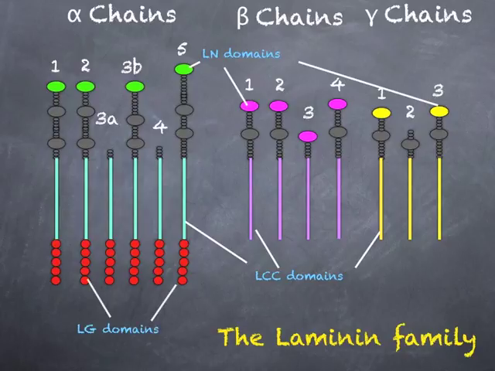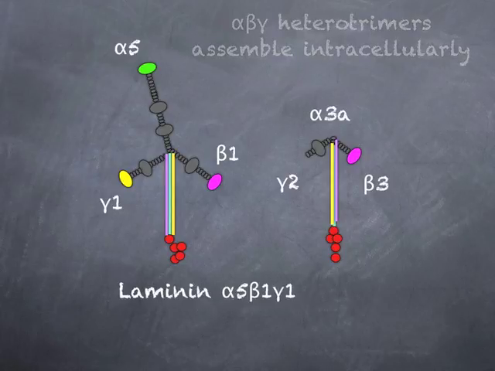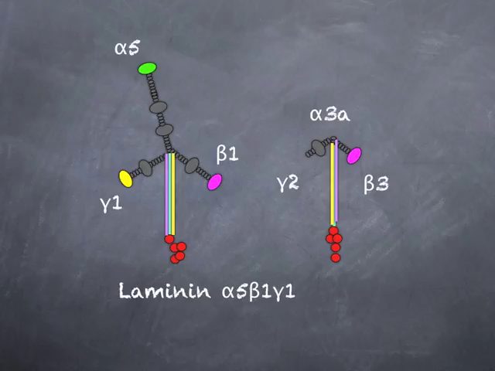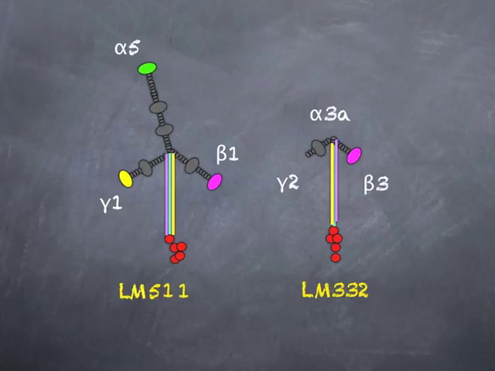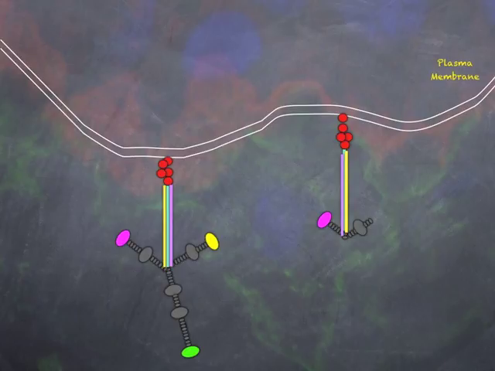At the N terminus of some, but not all, are domains called LN domains, and these are involved in laminin to laminin interactions or laminin polymerization, as we'll see later. Whereas at the C terminus of the alpha chain are LG domains, and these are involved in cell receptor binding. So laminins form heterotrimers, and we name the heterotrimers based on their chain composition. So laminin alpha 5 beta 1 gamma 1 gets known as laminin 511, whereas laminin 332 is alpha 3 beta 3 gamma 2.